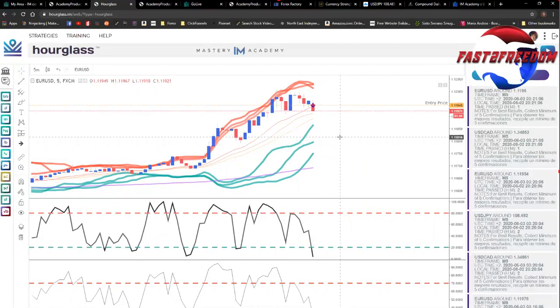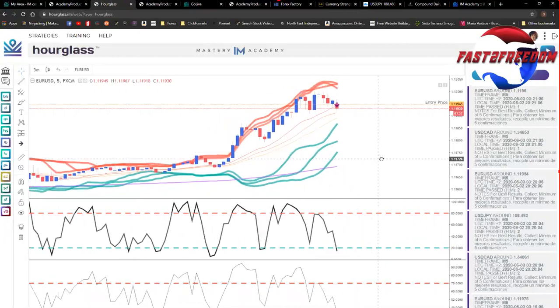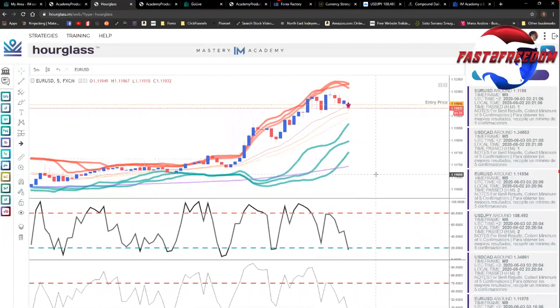Don't get into a setup just because, oh, it's given an arrow or it's given an indication, like, oh, I should get in right now. No, no, no, no, no. That's what I call FOMO. And you guys know what FOMO means, right? Fear of missing out. So the market is 24/7, guys.